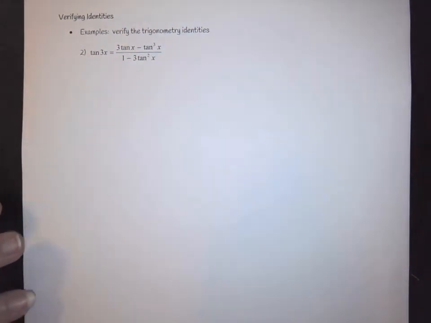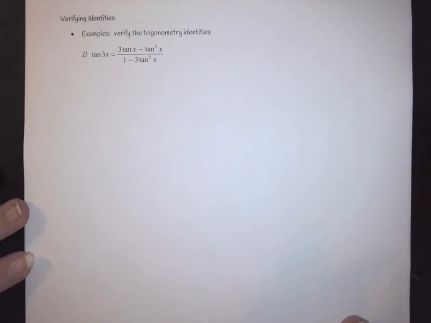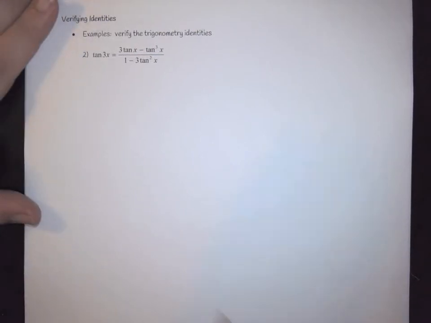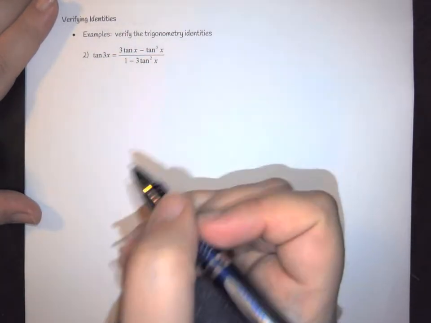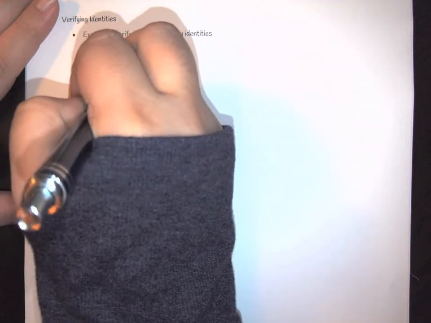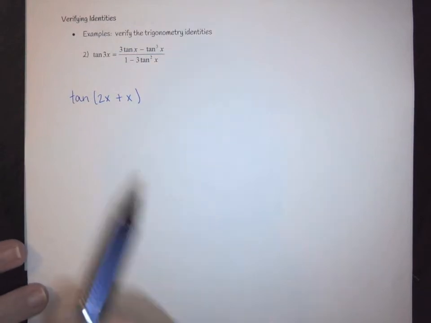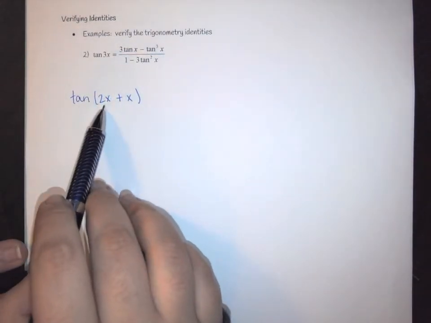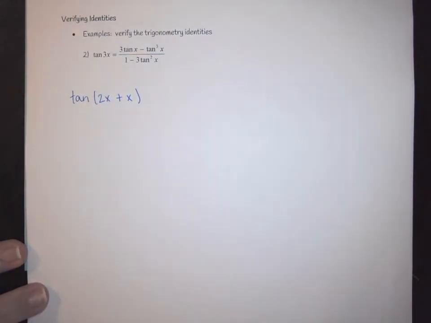Now one thing I know is that I can take 3x and break it into an addition problem. So I can take the tangent of 3x and say, okay, what if I turn that into the tangent of 2x plus x? The reason I'm going to do that is because this may give me a double angle and this gives me a sum, which gives me a place to start.